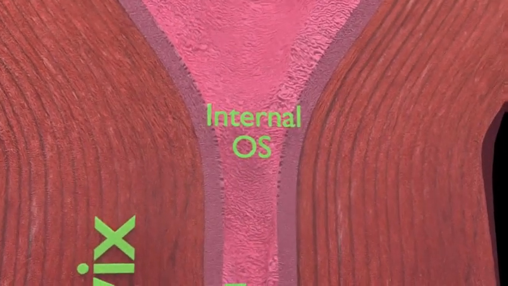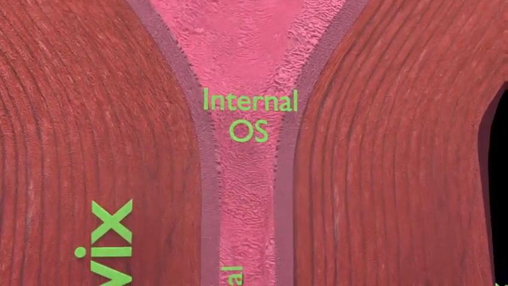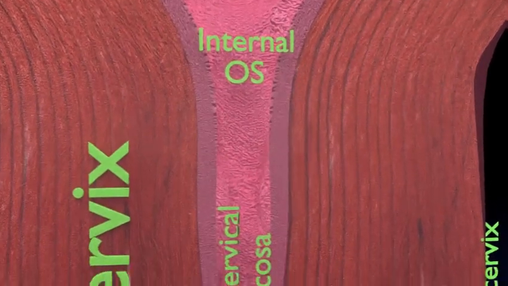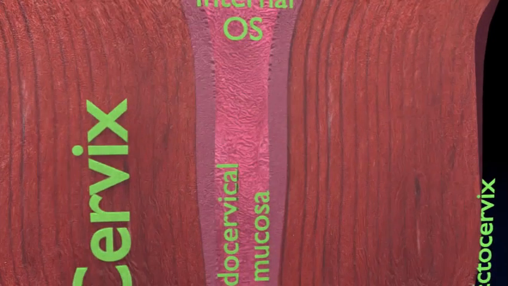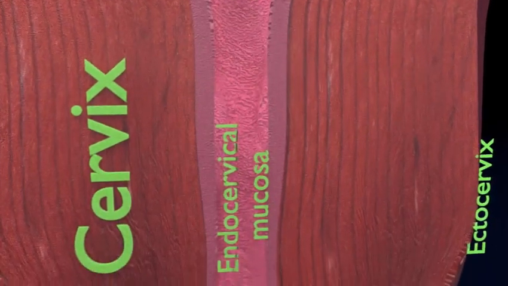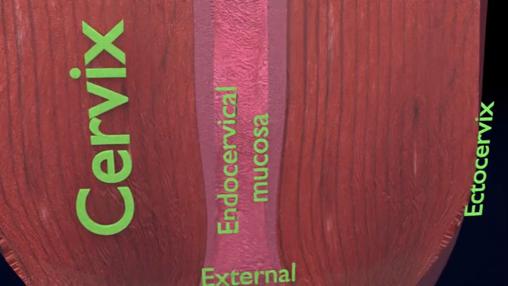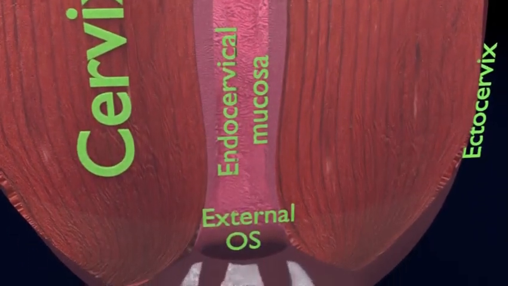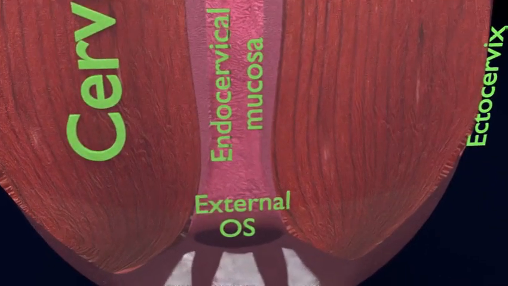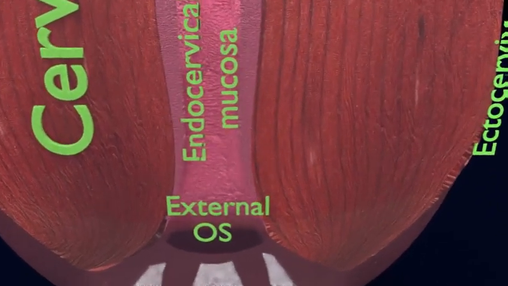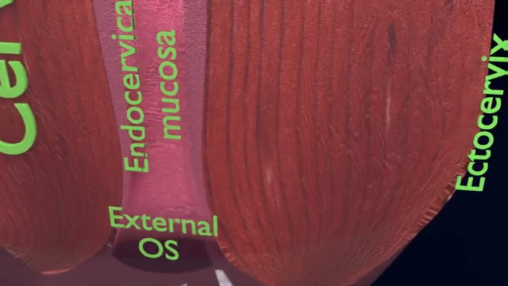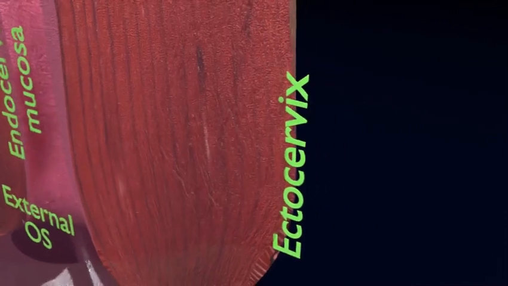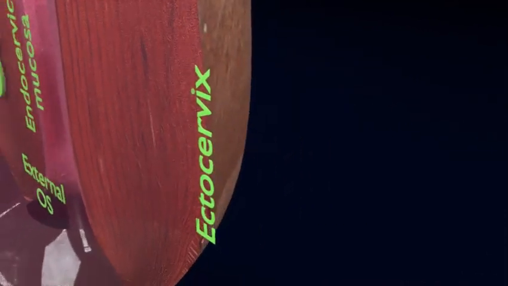Now you can see the internal os, which is the opening into the uterus. The mucosa lining the cervical canal, known as the endocervical mucosa, can be seen here. The lower opening of the cervix into the vagina is called the external os. The lower part of the cervix, known as the vaginal portion of the cervix or ectocervix, bulges into the top of the vagina as seen in the picture. The mucosa covering the ectocervix is known as the exocervix.